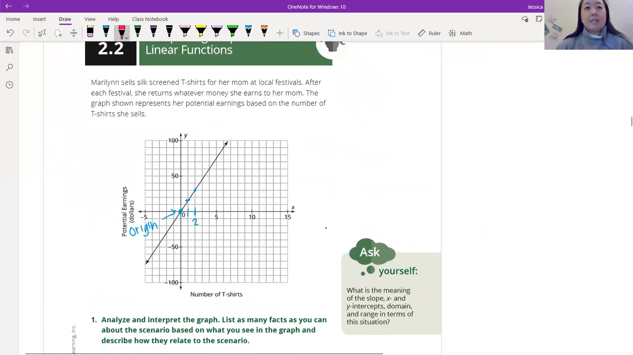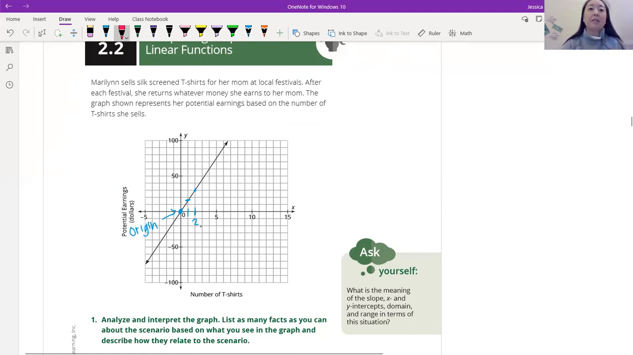Now we're on to a new scenario. This is with Marilyn, who sells silk screened t-shirts for her mom at local festivals. So after each festival, she returns whatever money she earns to her mom. She's a very honest person here. I'm sure her mom will split it with her, right? I give her a certain percentage. The graph shown represents her potential earnings based on the number of t-shirts she sells, which makes sense. You sell more t-shirts, that means you're going to make more money, right?